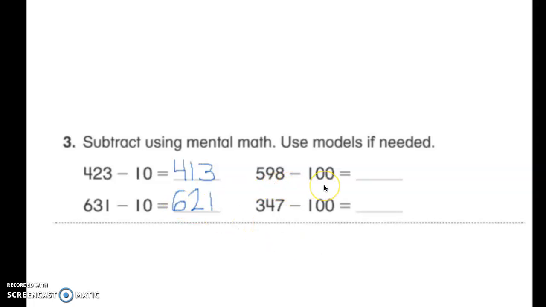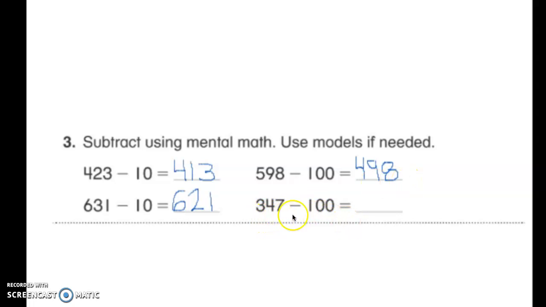Now they want us to subtract 100. So instead of changing our tens place, we're now going to change our hundreds place. So 5 minus 1 is 4. Remember, it just goes down by 1 if you're subtracting 100. Our 9 minus 0 is 9. Again, you're not going to touch your tens place. And 8 minus 0 is 8. You do not touch your ones place. So 598 minus 100 is going to give us 498.